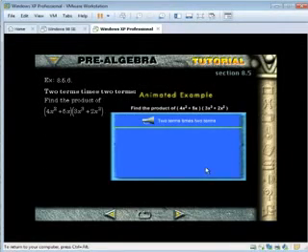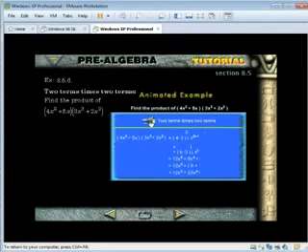Example 8.5.6. Two terms times two terms. Find the product of 4x squared plus 5x times 3x cubed plus 2x squared. To use the FOIL method to multiply expressions with two terms, first find the product of the first term in each expression. Next, find the product of the outer terms in the expression.